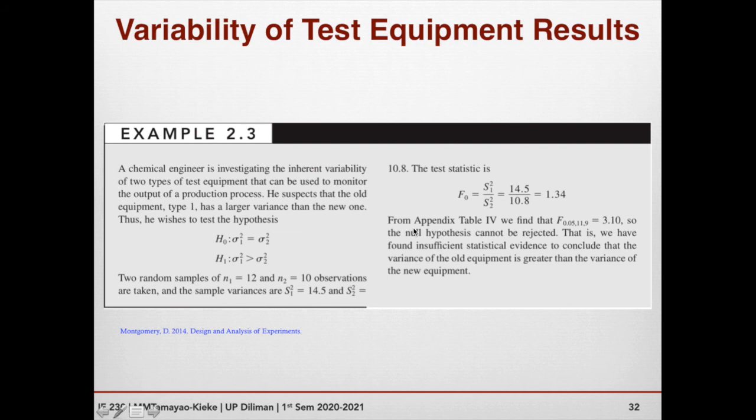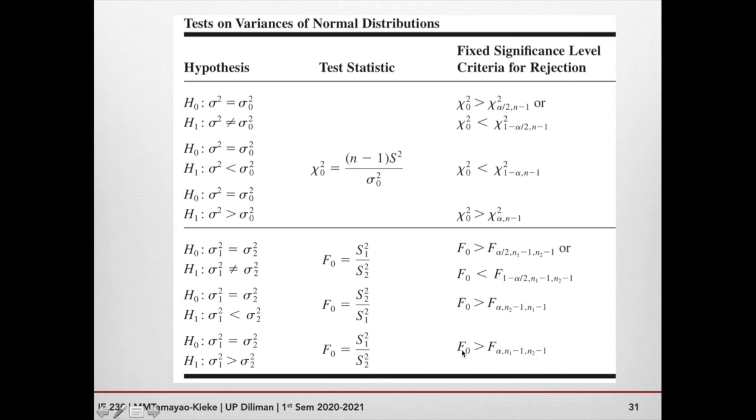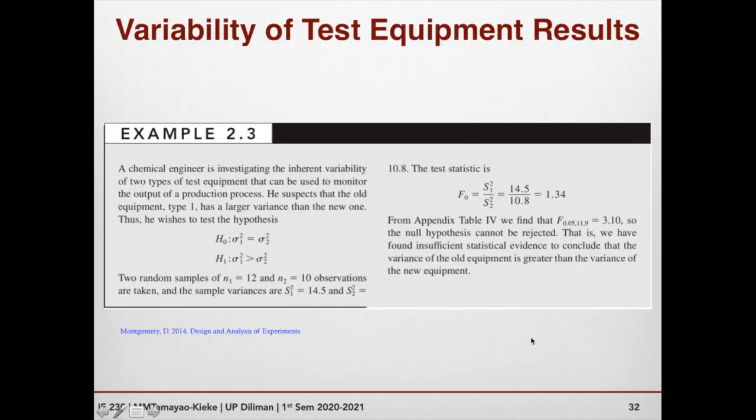Now, from appendix table 4 of Design and Analysis of Experiments, you will find that F of 0.05, that's our alpha, with 11 and 9 degrees of freedom, the value is 3.10. And our critical region is that region where F naught is greater than this value. Is that true? No. So the null hypothesis cannot be rejected. 1.34 is not greater than 3.10.